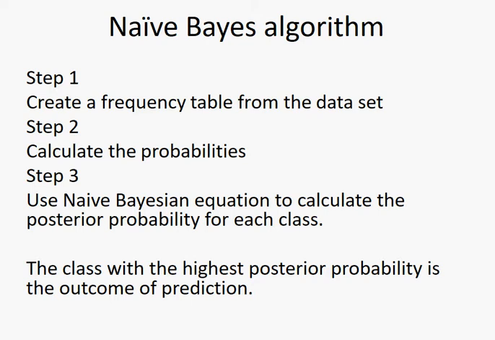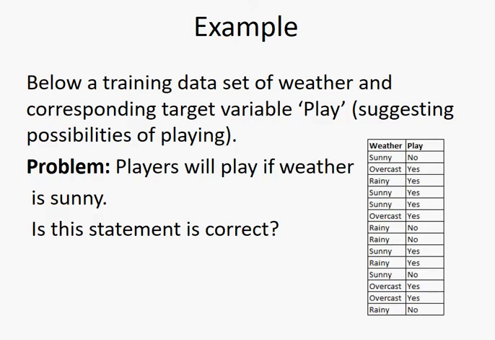First of all, we're going to create a frequency table for the dataset. We're going to calculate the probabilities for each of the classes. And then we're going to use the naive Bayesian equation to calculate the posterior probability for each of the classes. The class that has the highest posterior probability will be the outcome of the prediction. We're going to have a look at an example with numbers.